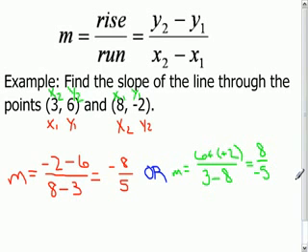So you can see it doesn't matter which point you pick to be x sub 1, y sub 1, or x sub 2, y sub 2, as long as you are consistent in setting up the problem. If you use whichever y coordinate you use first, you need to use that x coordinate first as well.